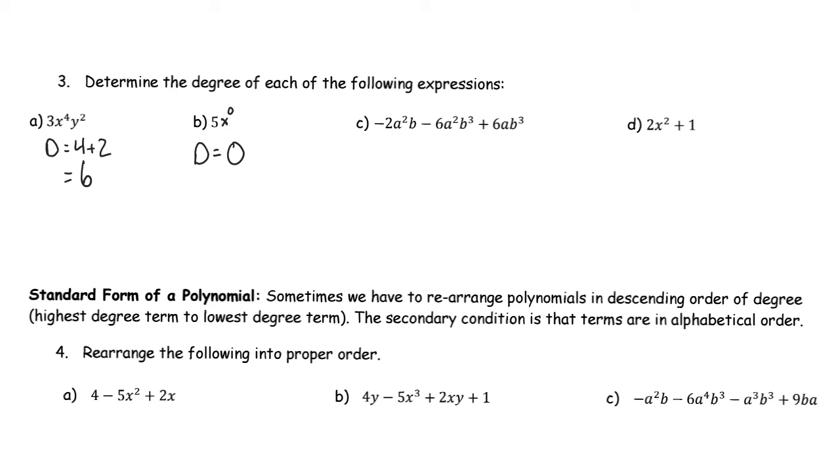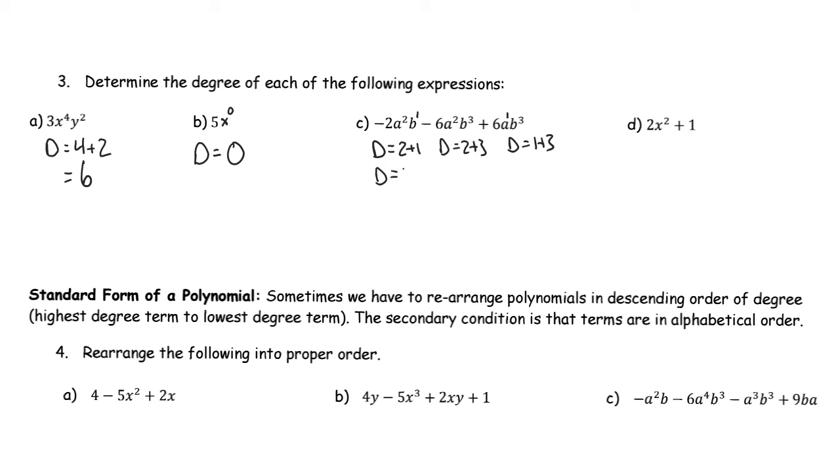Okay, now this one here is a little bit different, because I've got three terms here. This is a trinomial. So I'm going to put little ones over top of the variables where I don't see an exponent. And then I'm going to come up with the degree of each individual term here. So for this one, it's going to be 2 plus 1. This one here is going to be 2 plus 3. This one is going to be 1 plus 3.